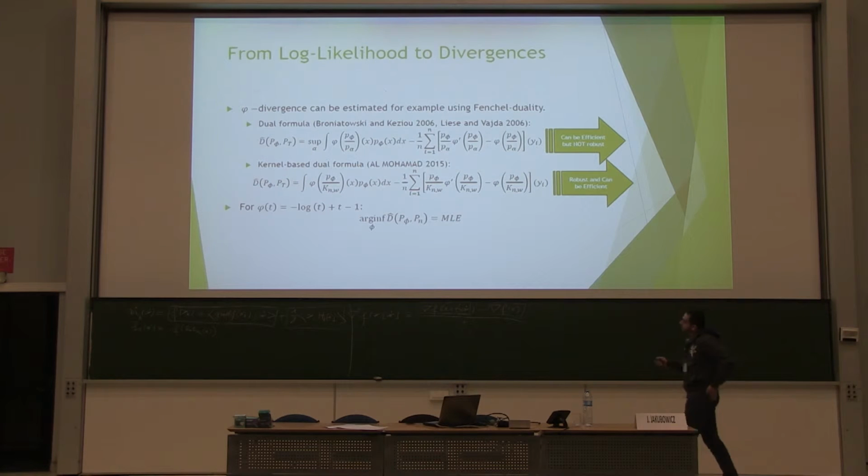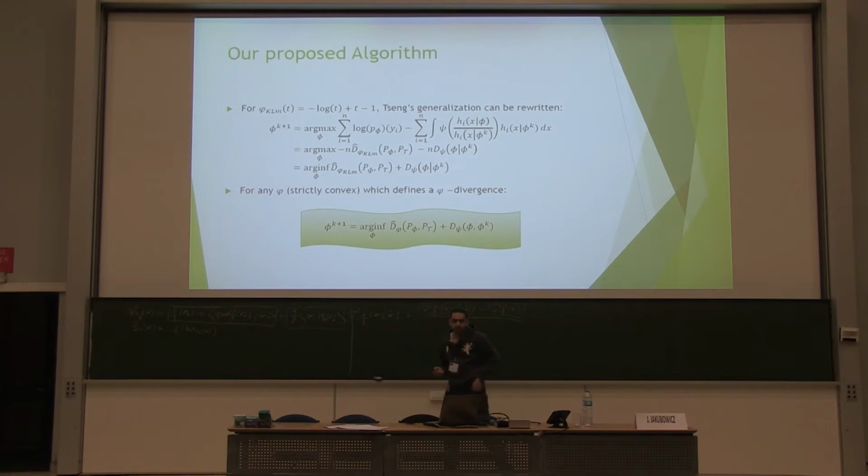A main property for these two dual formula estimators is that as we choose the function phi of t to be minus log t plus t minus 1, we get that the argument of the infimum of the estimated divergence coincides with the maximum likelihood one. So this is the link which I need to exploit and use in order to introduce my algorithm.